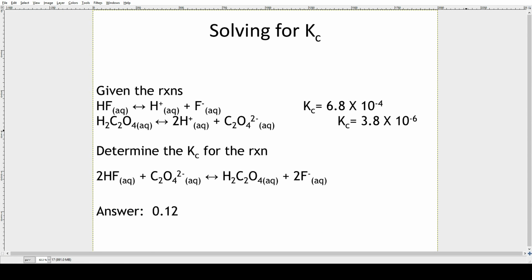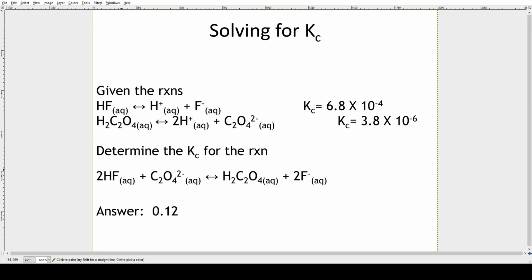All right, what's next? Solving for Kc. So again, you could try this out without me. So go ahead, give it a shot. Pause it and try it. Okay, now we're back. This one was different than what we've been doing. We have 2 different reactions with 2 different equilibrium constants, and we're figuring out the equilibrium constant for a brand new reaction.